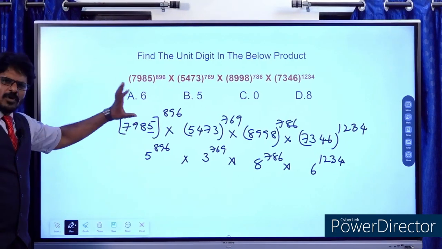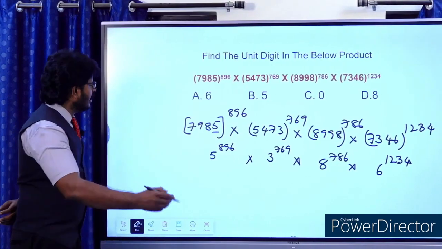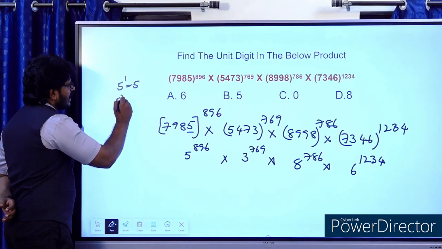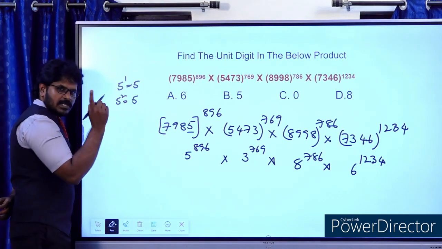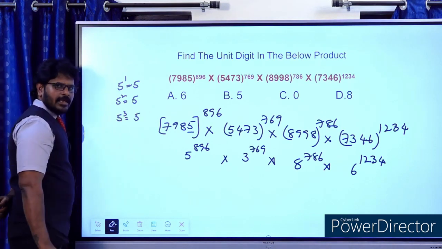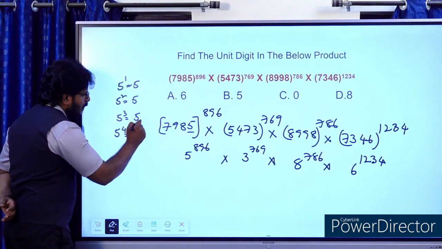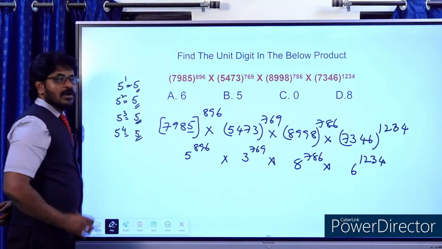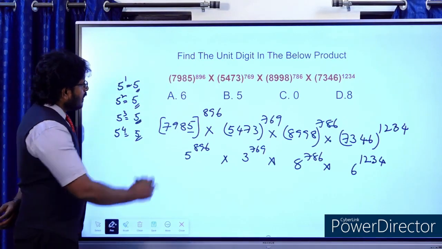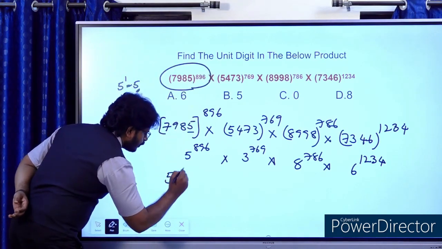Now 5 to the power of any number, మనకి ఏమొస్తుంది అంటే యూనిట్ డిజిట్ 5 వస్తుంది. Let us take for example, if it is 5 power 1 you will get 5. If it is 5 square, 25, again units place is 5, and 5 cube, 125, again it is 5. If it is 5 power 4, 625, again you will get a units place as 5. So what it means, 5 to the power of any number you will get units place as 5. అంటే ఈ మొత్తానికి మనకి యూనిట్స్ ప్లేస్ ఏమొస్తుంది అంటే you will get 5.